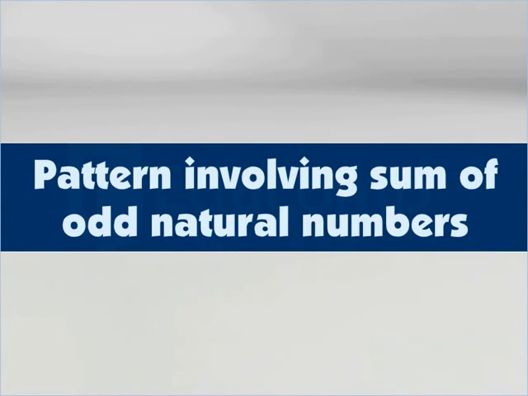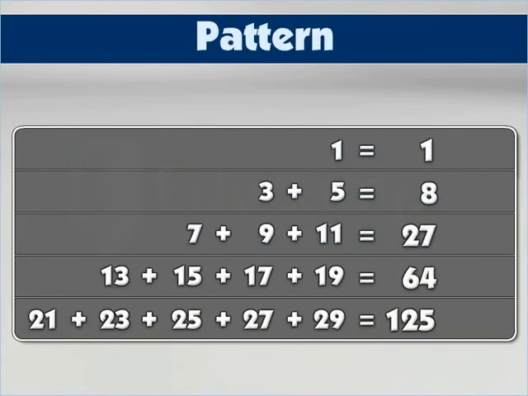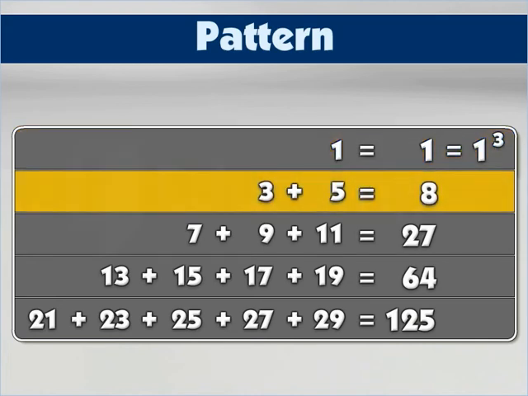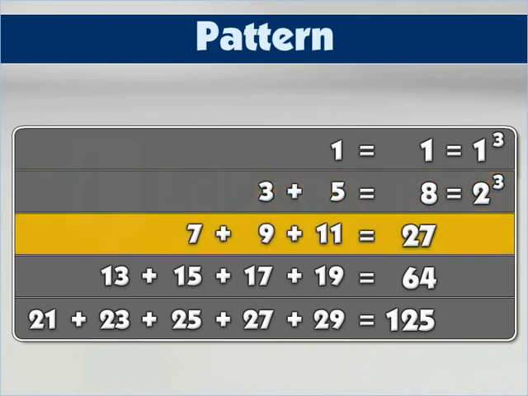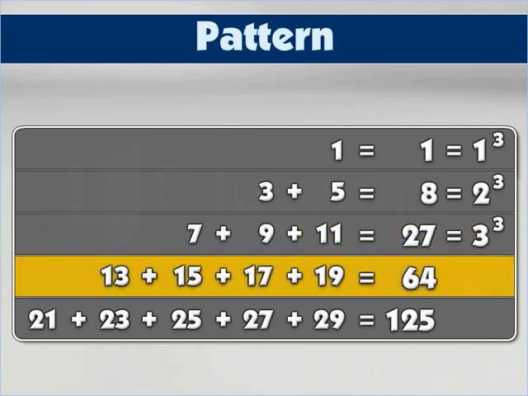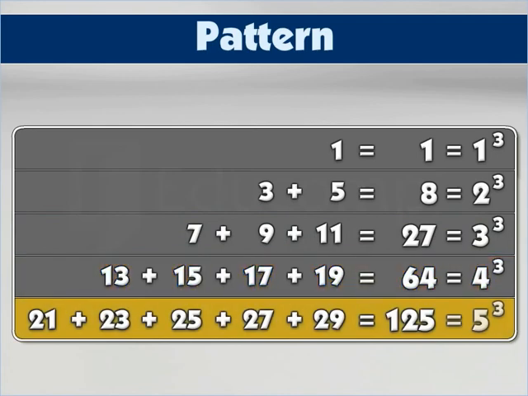Now let's look at an interesting pattern involving some of odd natural numbers. The first odd number is the cube of 1. The sum of next two consecutive odd numbers is 8 or cube of 2. The sum of next 3 consecutive odd numbers is 27 or cube of 3. The sum of next 4 consecutive odd numbers is 64 or cube of 4, and the pattern goes on.